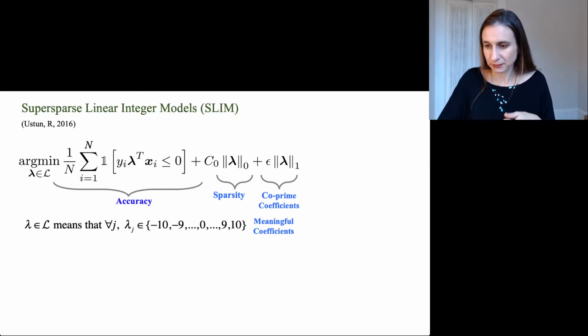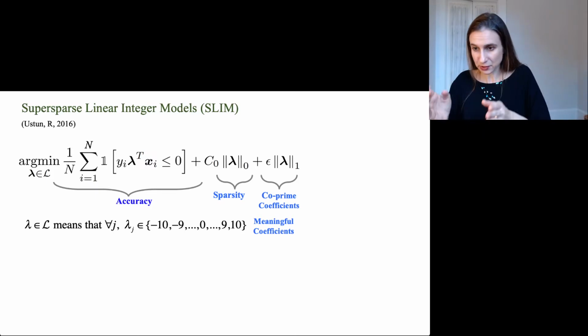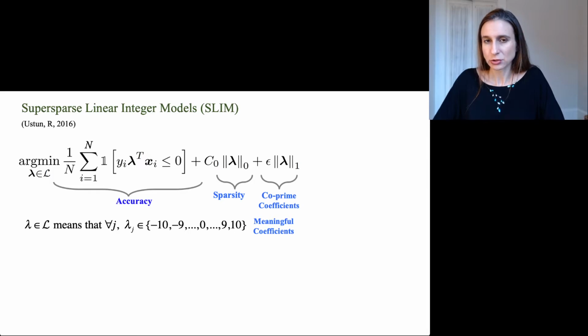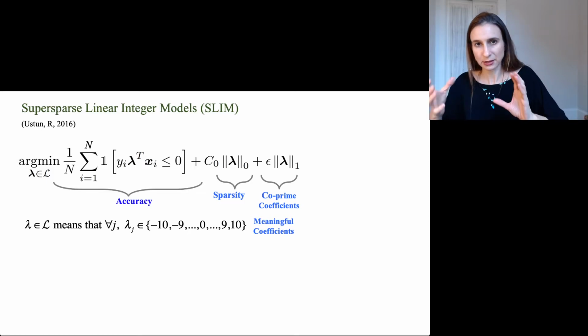So make the decision model accurate, and then make it sparse by adding L0 regularization, which just counts the number of non-zero terms in the model. And then there's a third term, which is an L1 norm. Usually L1 norms try to influence sparsity, but here, as long as epsilon is sufficiently small, the L1 term does not influence sparsity whatsoever. The only thing it does is make the coefficients co-prime. We have some constraints below also that say the coefficients have to be integers, here between -10 and 10, but you can choose what you like.